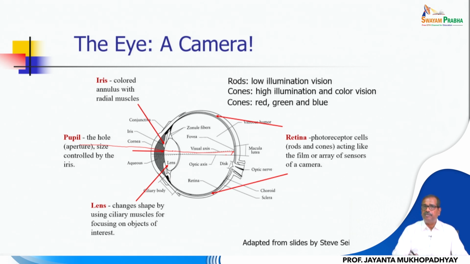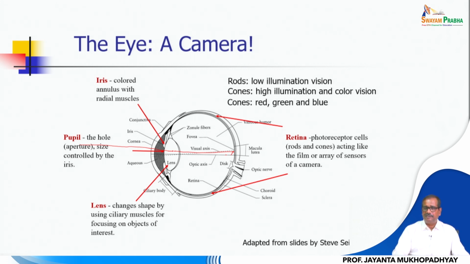But cones work on high illumination, and they are meant for color vision, because in the cones we have spectrally sensitive cells, and there are three types. One is more sensitive to the red zone of the optical spectrum, that means the higher wavelengths; we call them red cones. The other type of cone is sensitive to the middle zone of the spectrum, which is more the green band that we have seen earlier. The third type is the blue cone, which is sensitive to the smaller wavelengths zone.